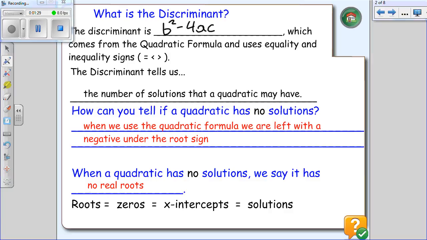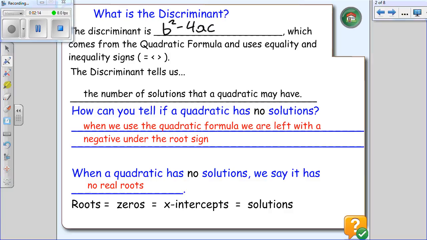When we're factoring things, what are we actually finding? The x-intercepts. So what happens if you did the quadratic formula and you got a negative underneath the root sign? No real roots. What does that mean? No x-intercepts. So if the discriminant is negative, you know that there's no answer. So before you even go solve questions, you can check to see if there's an answer at all. The discriminant would tell you that.